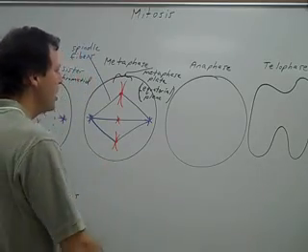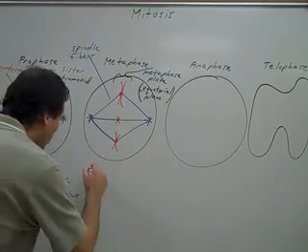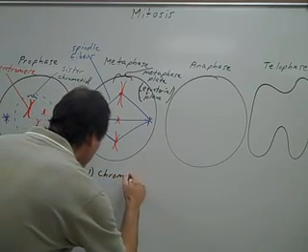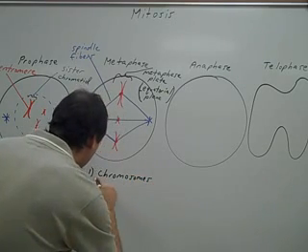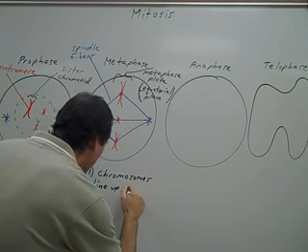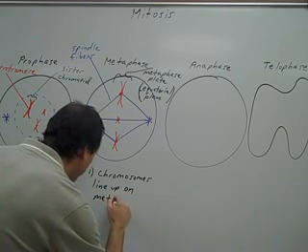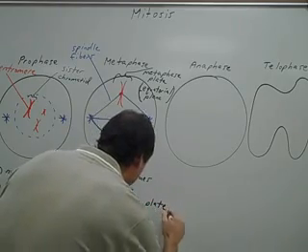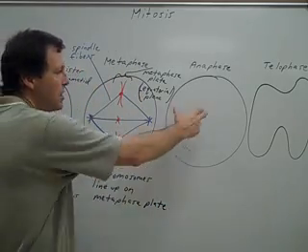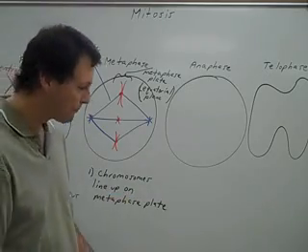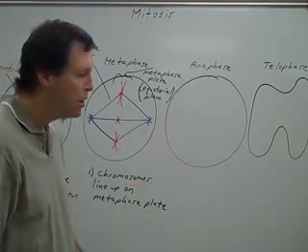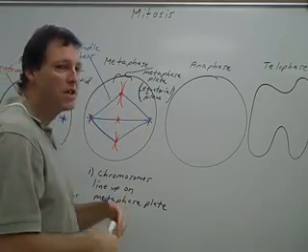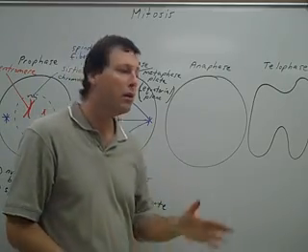The next stage of the cell, or let's go ahead and write what happens here. Chromosomes line up on the metaphase plate. Once that's occurred, we're ready to begin the next stage, called anaphase. And anaphase is going to begin when the chromatids, the sister chromatids, separate. Once they separate, that marks the beginning of anaphase.